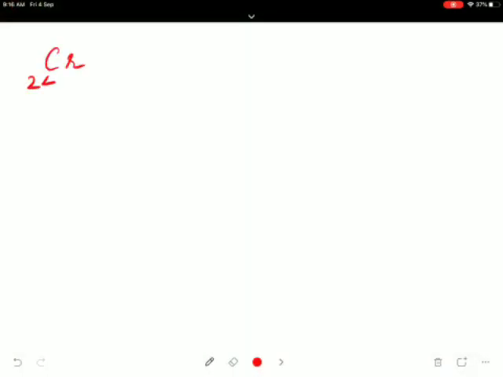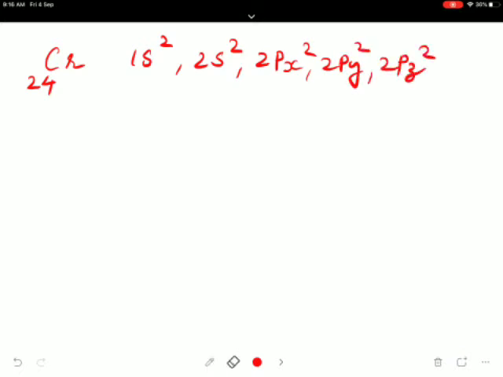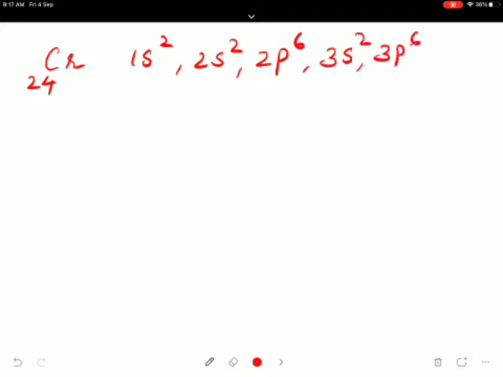Chromium, atomic number 24: 1s2, 2s2, 2px2, 2py2, 2pz2. For that I will be writing all together as 2p6, in which 2px2, 2py2, 2pz2, all the three are there. So 1s2, 2s2, 2p6, then 3s2, 3p6, then it goes to 4s2, 3d, then the 4d gets filled.